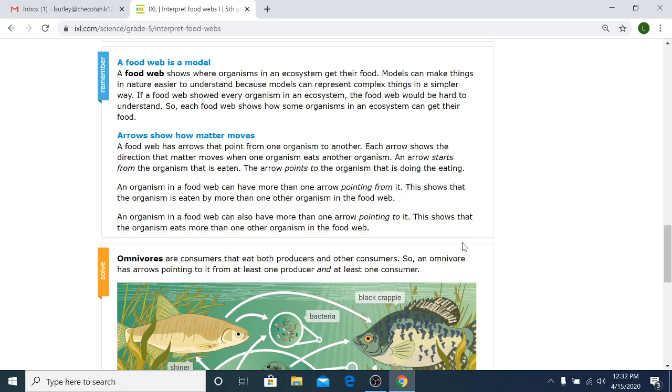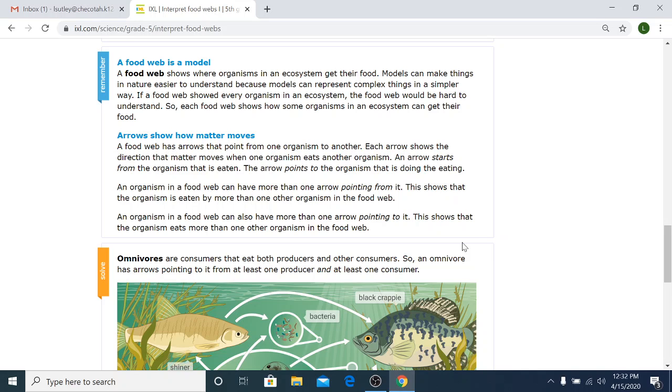Remember that omnivores are consumers that eat both producers and other consumers. So an omnivore has arrows pointing to it from at least one producer and at least one consumer.